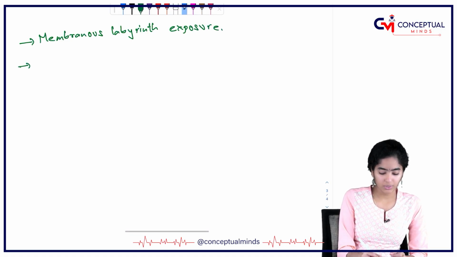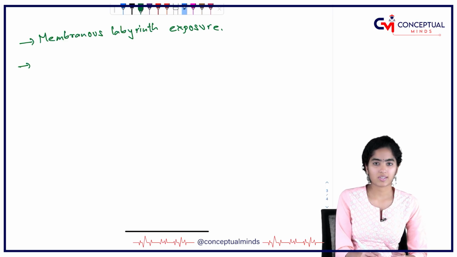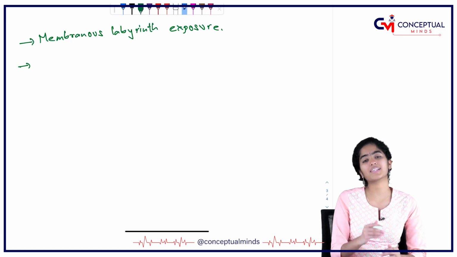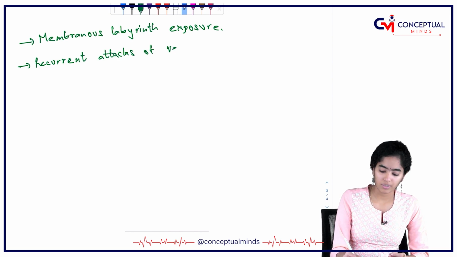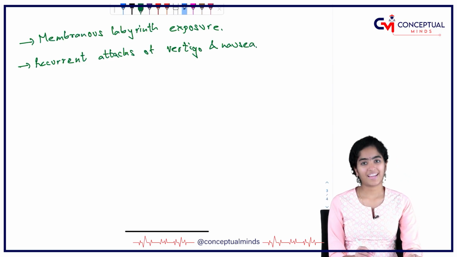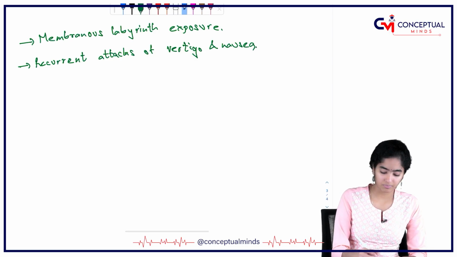This will lead to recurrent attacks. Now the membranous labyrinth has become sensitive to the pressure changes. Until now it was shielded, well protected inside the bony labyrinth. After it is exposed due to the erosion of bone, it leads to recurrent attacks of vertigo and nausea. These are aggravated by head movements, and they last for about a week.